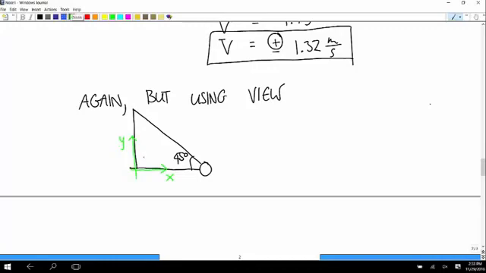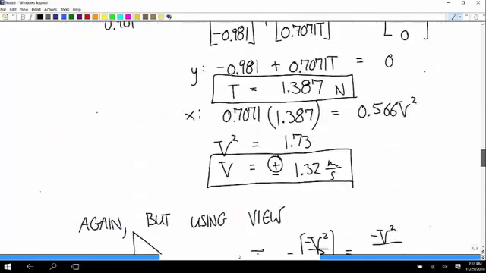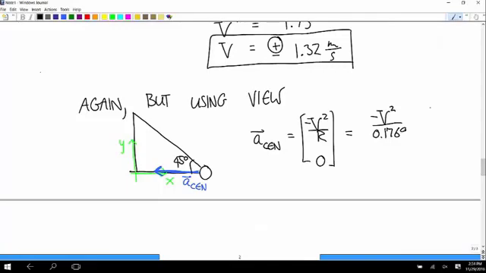Okay, so now that we have the view, the first step is to draw a centripetal acceleration vector. Is that vector in the positive or negative x direction? Negative this time. It was positive last time. So the centripetal acceleration this time is negative v squared over r for x, and then 0 for y. And again, we know r. R is the same as it was in the first problem, so that's negative v squared over 0.1768, and then 0 for y.